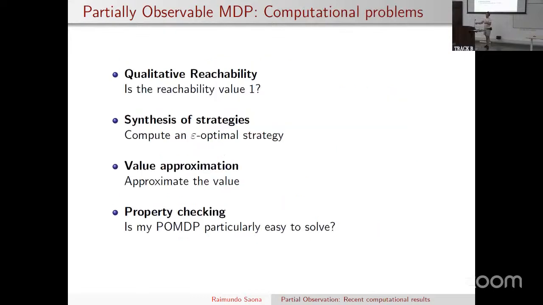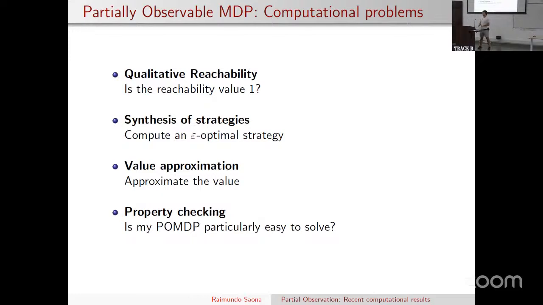If you're in reachability, maybe a simple question: is the value 1 or not? Again, in the probabilistic finite automata world, the answer will be that it's undecidable. Many of these questions will be undecidable in probabilistic finite automata, but we will see some natural restrictions in game theory where you can answer these questions.